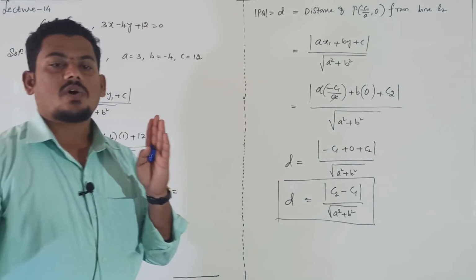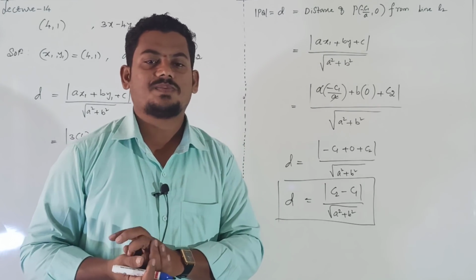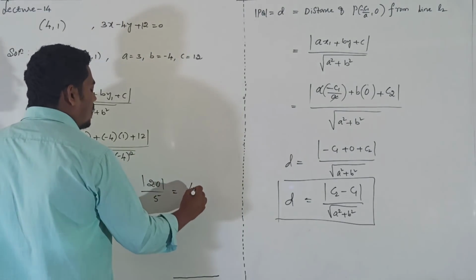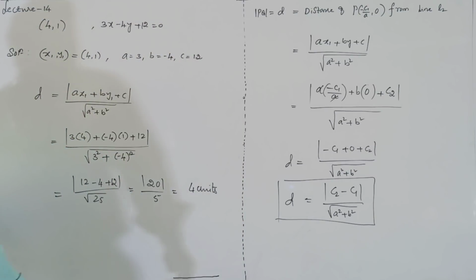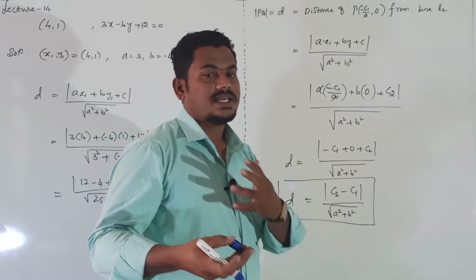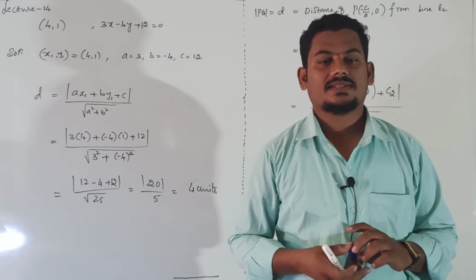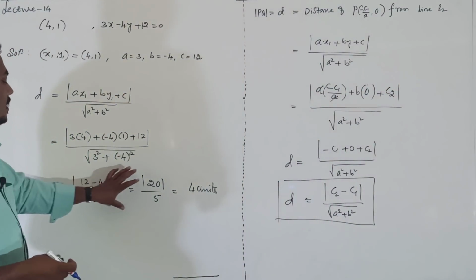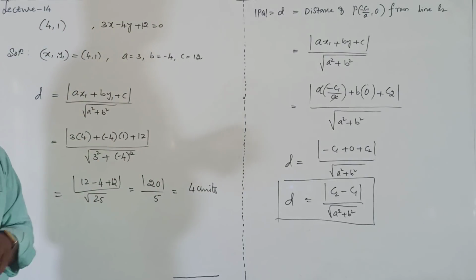In this case, modulus is because we consider the positive value. Why? Because distance is always positive, right? 20 divided by 5 is clearly 4 units. Distance of this point from this line is 4 units. That unit may be centimeter or meter or kilometer. That may be anything. Just write units. Distance between this point and line is 4 units.